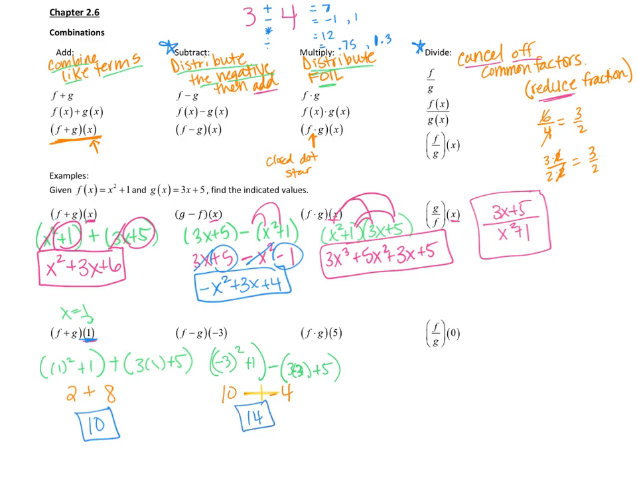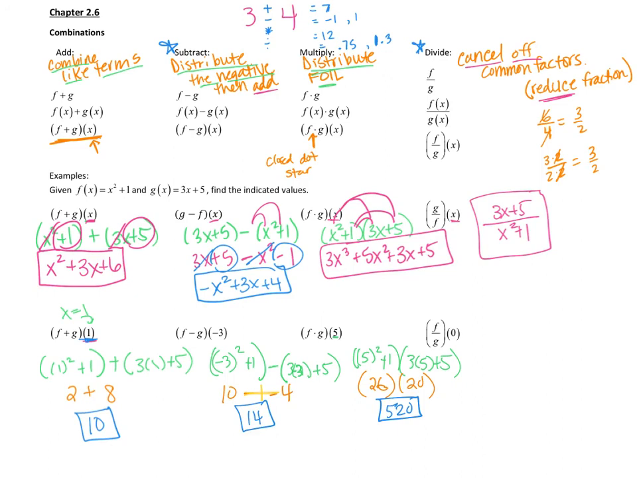Almost done here. Let's look at the next one. I'm now going to multiply. So I'm going to take my f function, and I'm going to plug in a 5 this time. So I'm going to have 5 squared plus 1. Multiply it by 3 times 5 plus 5. Looking at that first set of parentheses, 5 squared is 25 plus 1 is 26. Looking at my next one, I've got 3 times 5, which is 15, plus 5, which is 20. So 26 times 20 is going to give me 520. Okay, we got one more here.